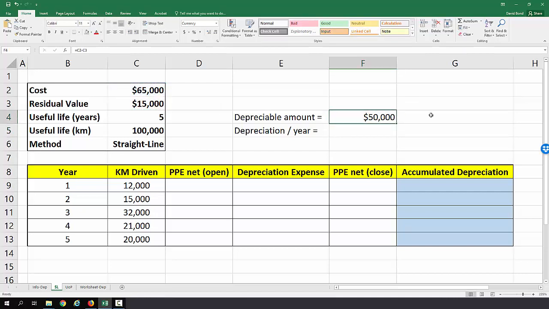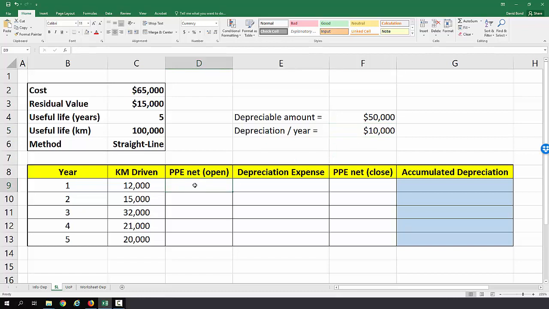So if you imagine it at time zero, when you purchase the truck, it is worth $65,000. You expect it to be worth at the end of its useful life $15,000. And you're allocating that difference, the $50,000, in some fashion over its useful life. So that $50,000 needs to be allocated in some way, shape, or form. In straight line, it's allocated equally across the number of years. So we take that 50,000, divide it by 5, and we end up with $10,000 per year. And that is pretty much it.